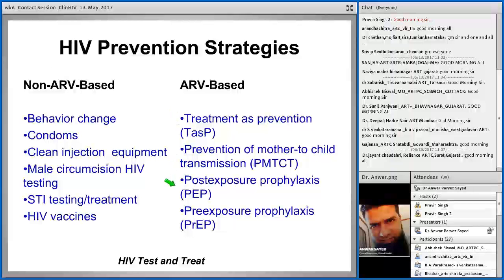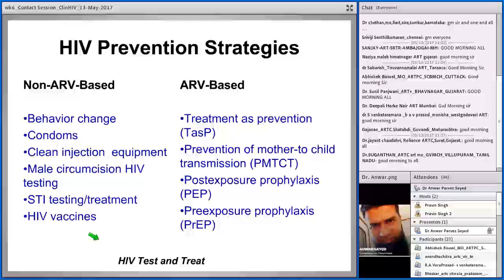Now, under ARV based HIV prevention strategies, you have TASP, that is treatment as prevention, pre-exposure and post-exposure prophylaxis, and mother-to-child prophylaxis, which we give in our PPTCT or PMTCT program. So now we are having Treat All in the national program as well. When we were talking about the ART session a couple of weeks back, we were discussing guidelines for CD4 less than 500. But as you might have recently received a communication, Treat All has been rolled out.